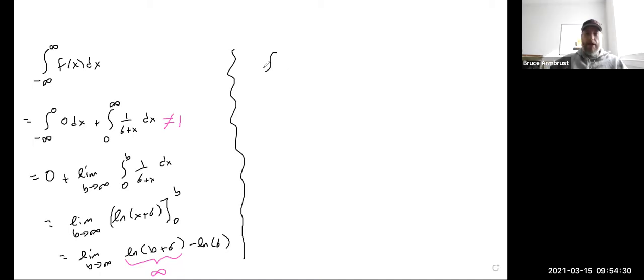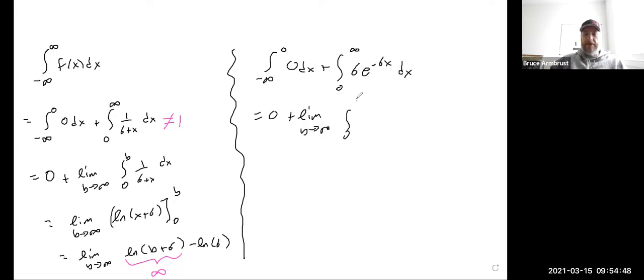So same story. This time it's going to be the integral from minus infinity to 0 of 0, but then plus the integral from 0 to infinity of 6 e to the minus 6x. So again, that guy's 0, no big deal. We'll do the limit as b goes to infinity of the integral from 0 to b. Okay, so now let's do this integral.